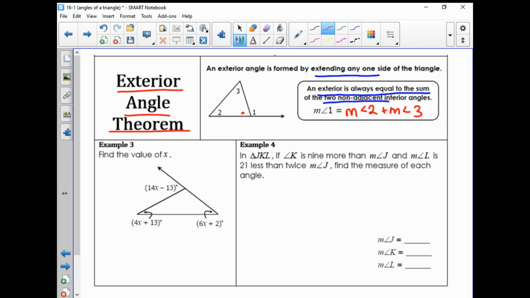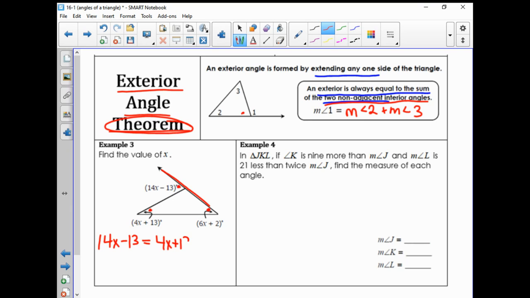Notice here we extended one side of the triangle. So this is what we call an exterior angle. It's outside of the triangle. So all you're going to do is remember this nice lovely theorem that says that this angle that's exterior to the triangle, 14x minus 13, is equal to the two non-adjacent interior angles. So these two are my angles that are not touching, they're non-adjacent. So we're just going to add them together.